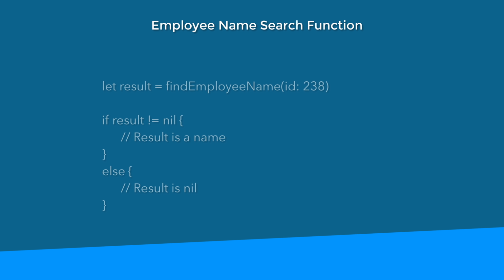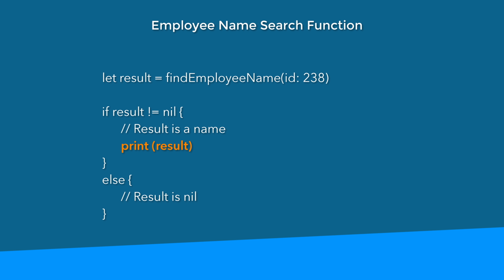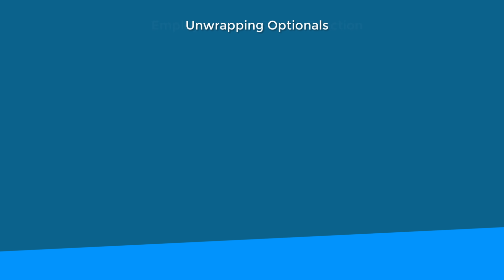So now, when you get the result back from your employee name search function, you can use the if statement and check the optional to see if it's nil or if it actually contains a string value representing the employee's name. Let's say that the function did find a name and the result does contain a string representing that name. You want to print it out to the console. However, you can't just print it out like this because it's an optional string. It may contain nil, and you can't print nil. Well, how do you get the actual string value out of the optional then? You have to do something called unwrapping the optional.